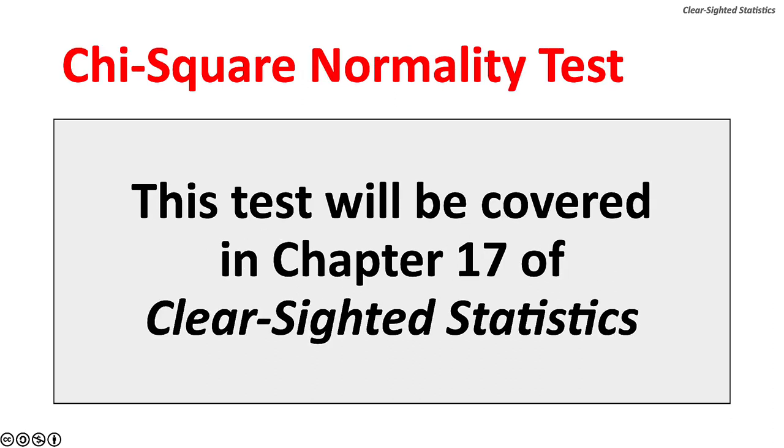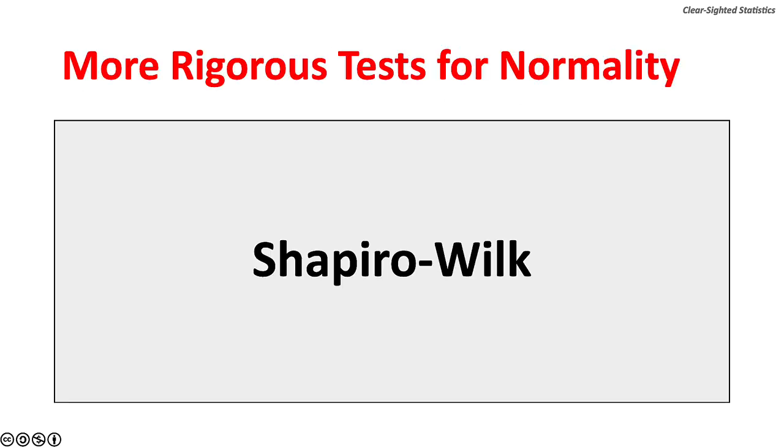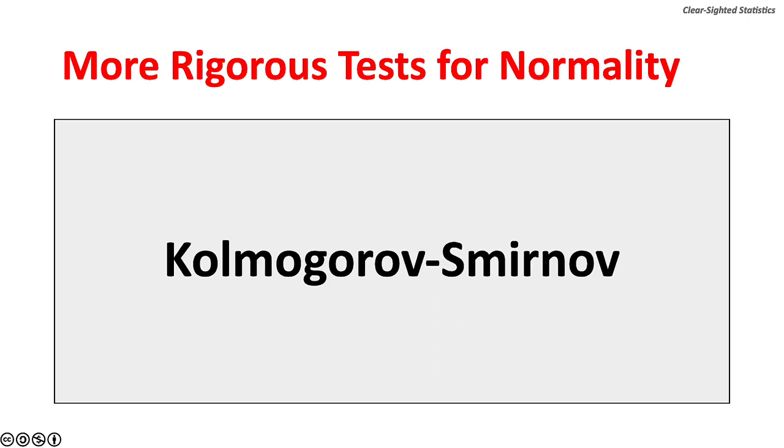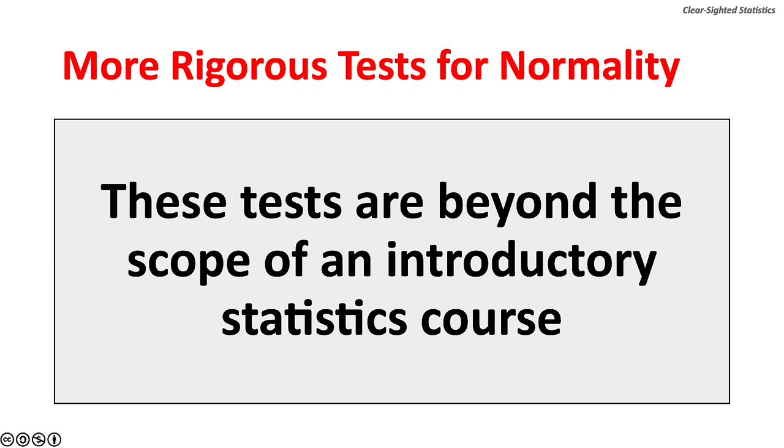There is a chi-square test for the normality of a distribution. This test will be covered in Chapter 17 of Clear-Sighted Statistics. There are also two more rigorous tests for normality, the Shapiro-Wilk test and the Kolmogorov-Smirnov test. Sophisticated statistics software like SPSS, SAS, STATA, and R can run these tests very quickly. These tests, however, are beyond the scope of an introductory statistics course.